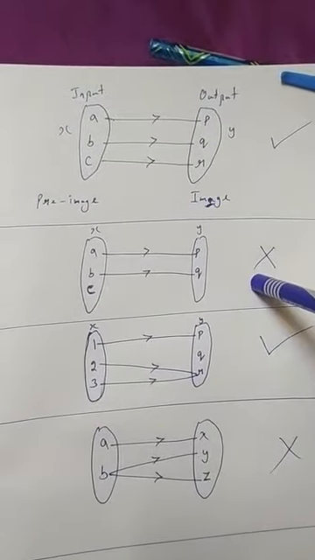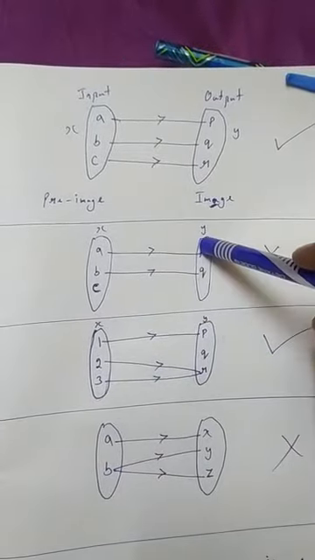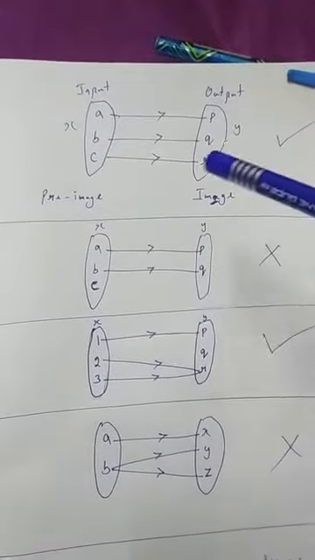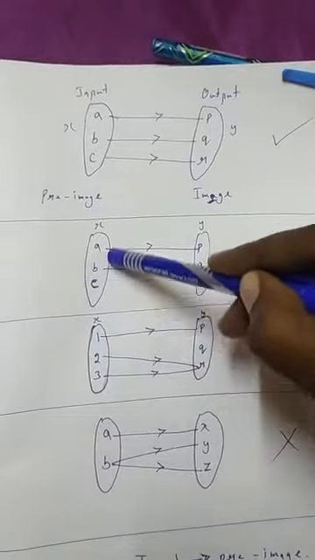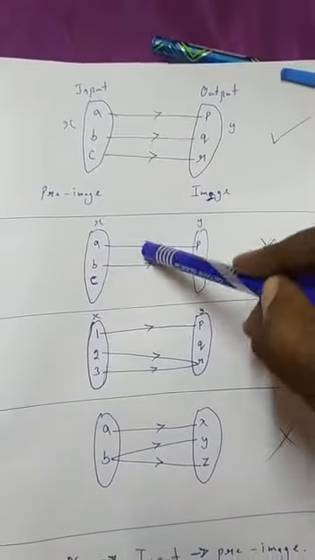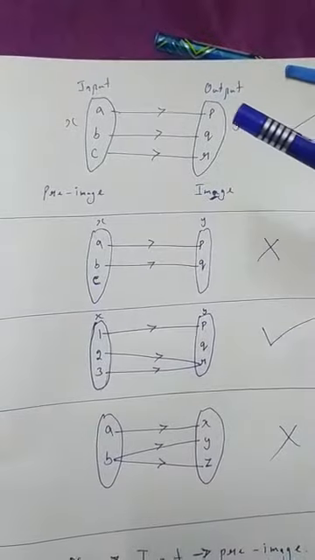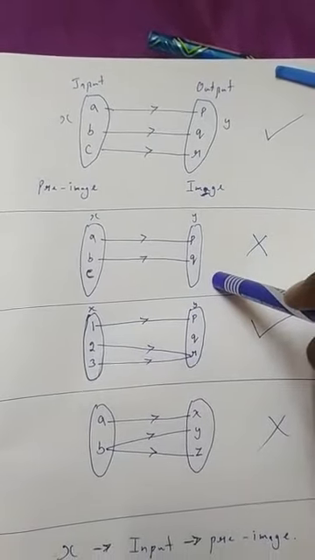So second example, A, B, C, P, Q. This is the domain, this is the codomain. So this is pre-image and this is image. Now the first condition: all the elements in the domain must have image. A has an image, B has an image, but C doesn't have any image. Therefore, it is not a function.